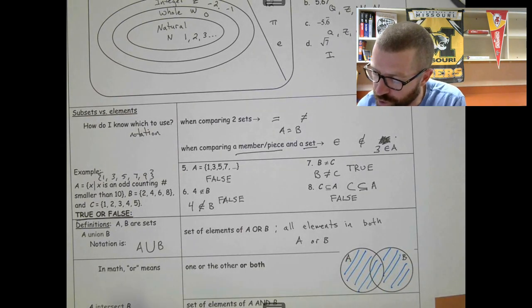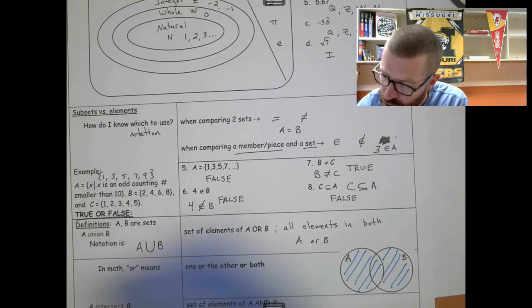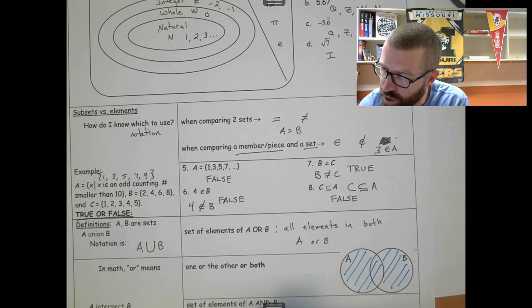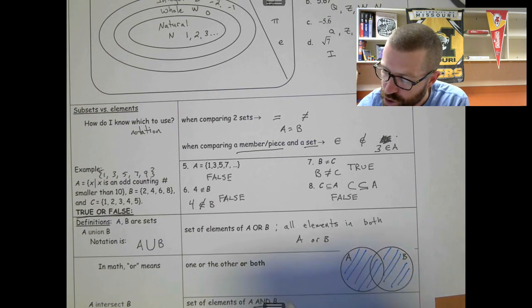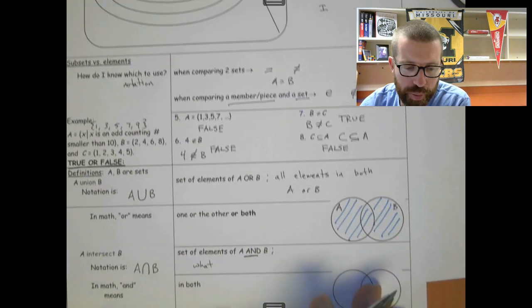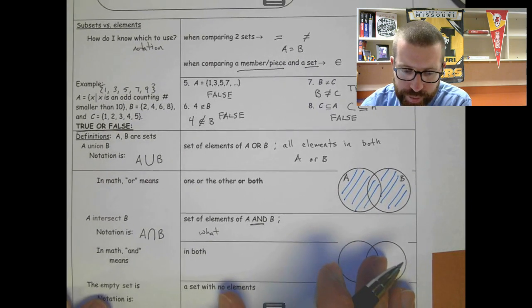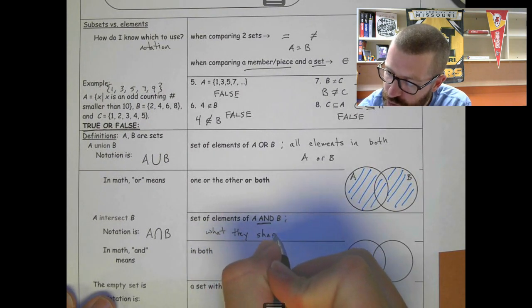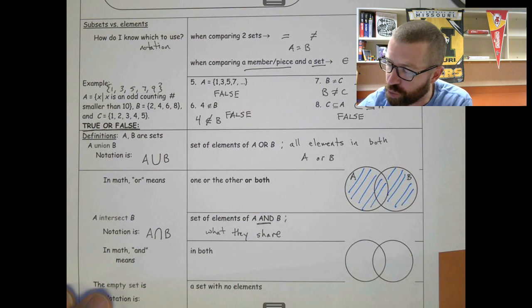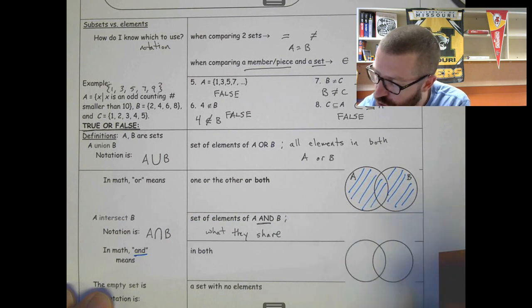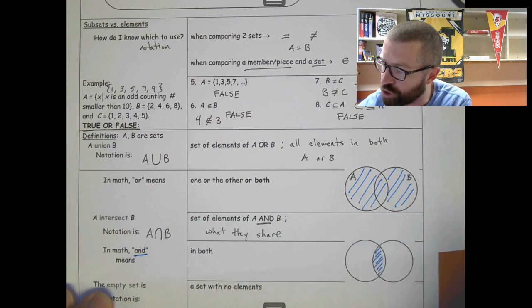The intersection. So an intersection, A intersect B, we write as A with that upside down union, the cap, B, and it's the set of elements in A and B. So it's what they have in common. We'll say what they share. We use the word "and," or it's in both. And if this were the diagram, then it would be shaded in the middle.